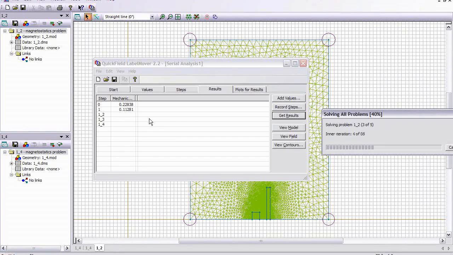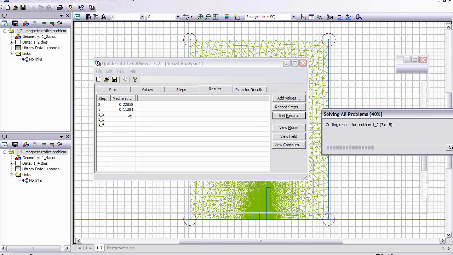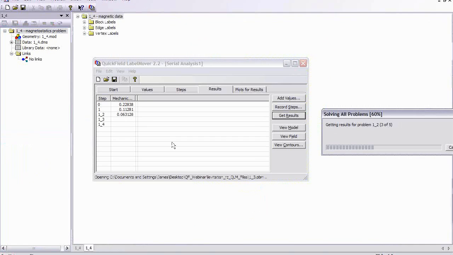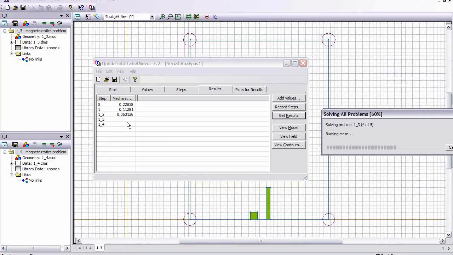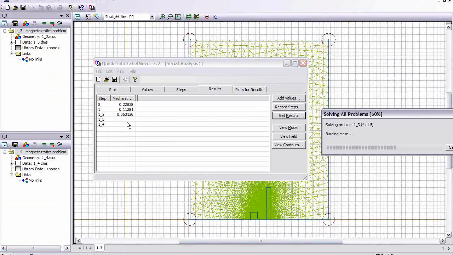So if we want to know the distance that the magnet is going to levitate above the superconducting disk, that will correspond to the distance where this magnetic force is equal to the gravitational force, or mg, of the magnet. And we're down to 0.06 newtons. Now because this boundary is closer here, these force values are not going to be quite as good as if we had pushed the boundary out farther.